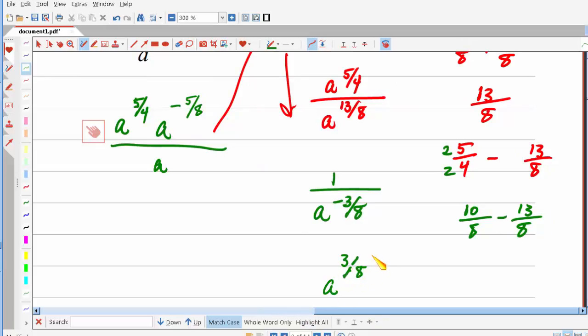I use the negative exponent rule once again. And that goes up in the numerator, and you're left with a 1 in the denominator, so you don't even need to write it.